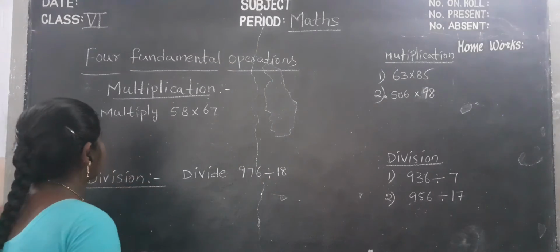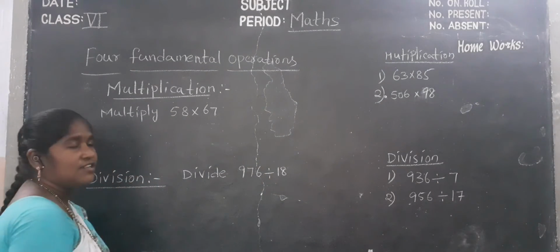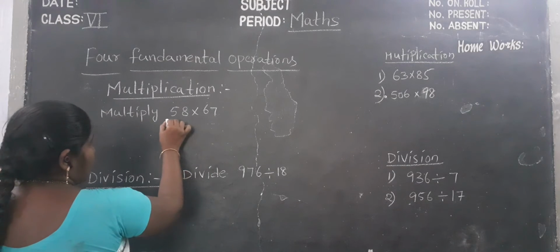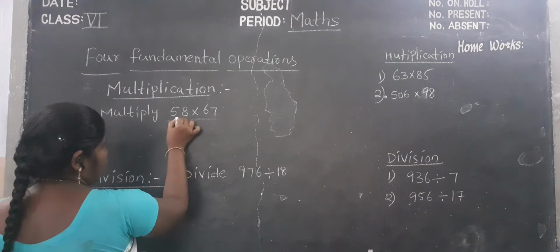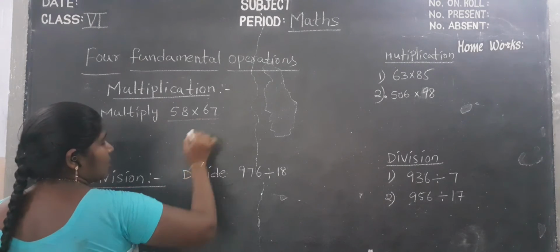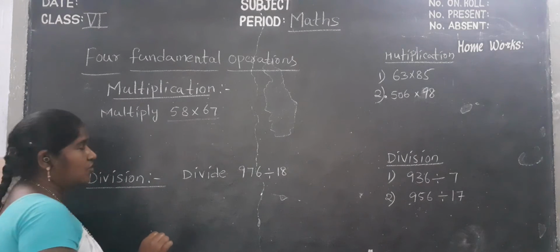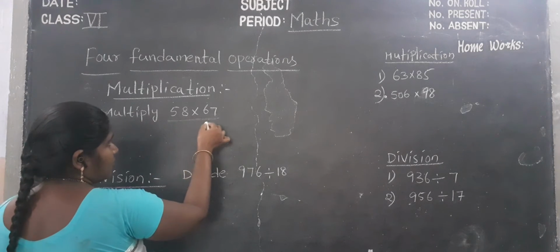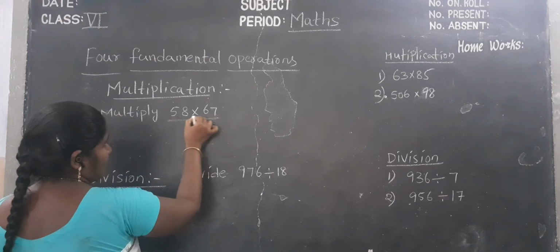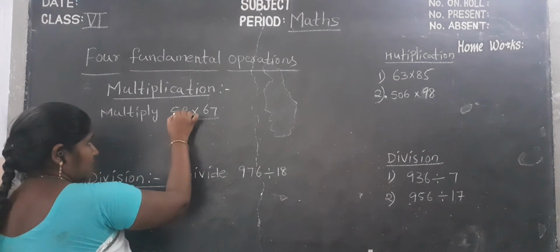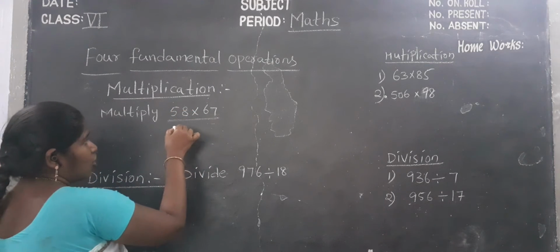Next operation, children, that one is multiplication. For these two numbers observe, children: 58 into 67. For these two given numbers we want to write the rounding to tens. Tens means, children, the right side of the tens place, we want to observe that, children.